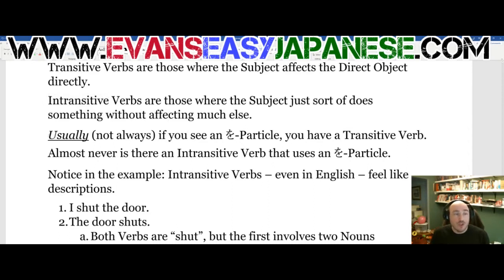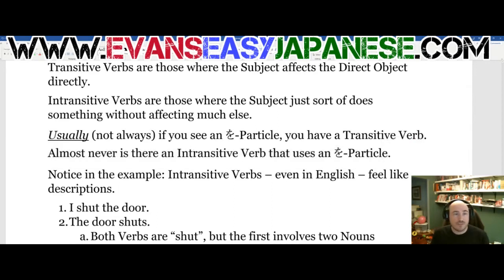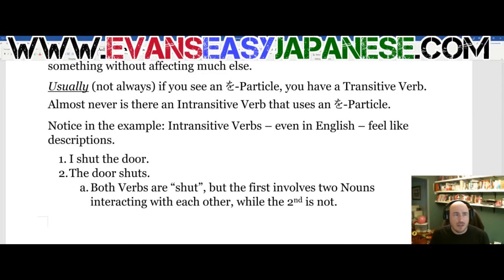All right. Usually, but not always, if you see an O particle in your Japanese sentence, you have a transitive verb. Okay? That's basically how the rule works. Almost never is there an intransitive verb that uses an O particle outside of verbs of movement and a few weird ones. Okay? Verbs of movement are intransitive verbs, and they use an O particle. They're a little bit odd, because technically you are affecting an object when you go through the woods. Perhaps. It depends on how you define everything.